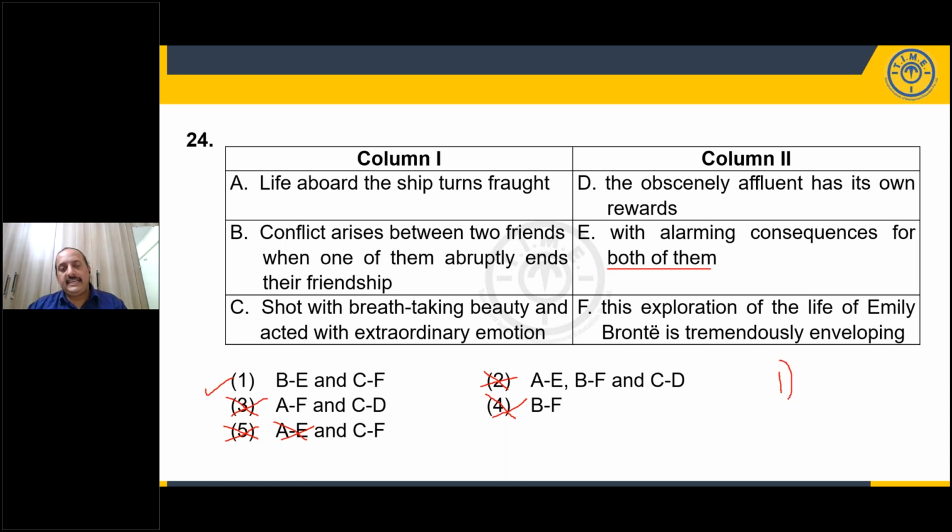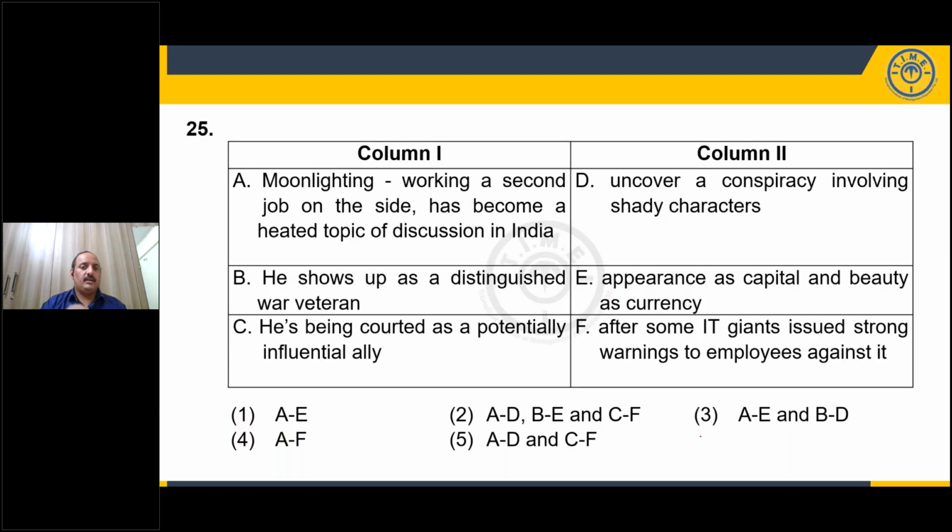So rather than checking each statement separately, go via the options. It will be quicker. So here the answer is option number 1. Now let's move on to the next question.